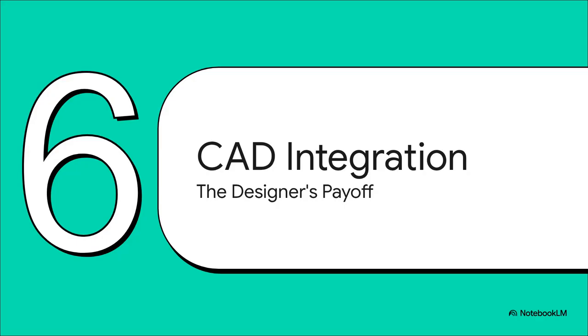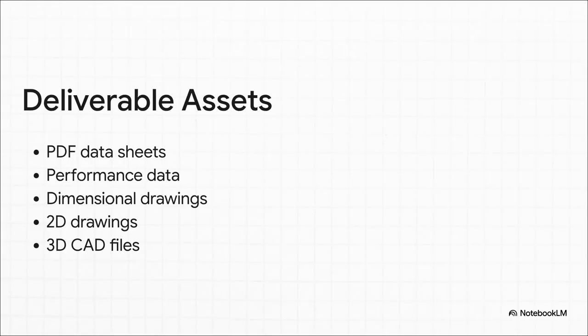Moving to Section 6, Seamless CAD File Integration. This right here is the designer's payoff. And I mean it. This is the real payoff. At the end of this configuration process, you don't just get handed a generic part number. No, you unlock a comprehensive suite of deliverable assets. We're talking PDF data sheets, deep performance data, exact dimensional drawings, and, most importantly for the engineers out there, 2D and 3D CAD files. I mean, think about it.